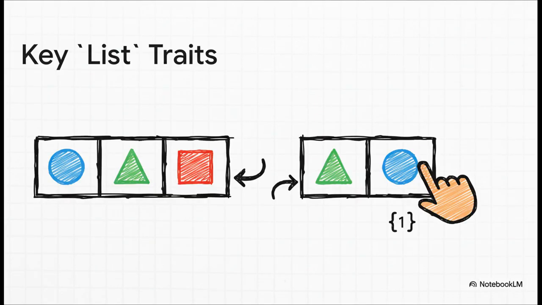So what's the deal with a list? It's all about order. That's the main thing. Every single item has a specific slot, an index, just like a numbered list. You can have duplicates, no problem there, and you grab elements by their position number. It's perfect for anything where the sequence is important. Think of a to-do list or a playlist.